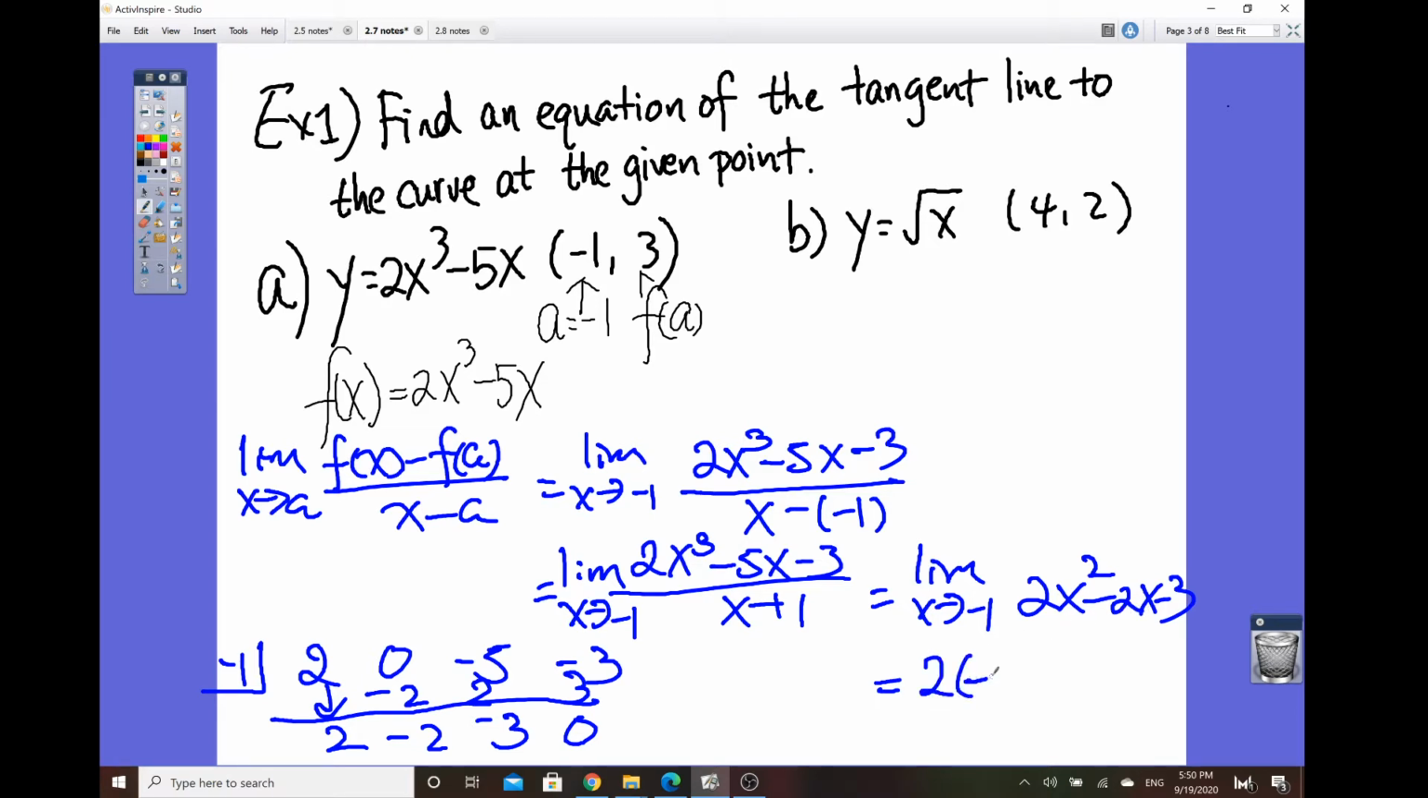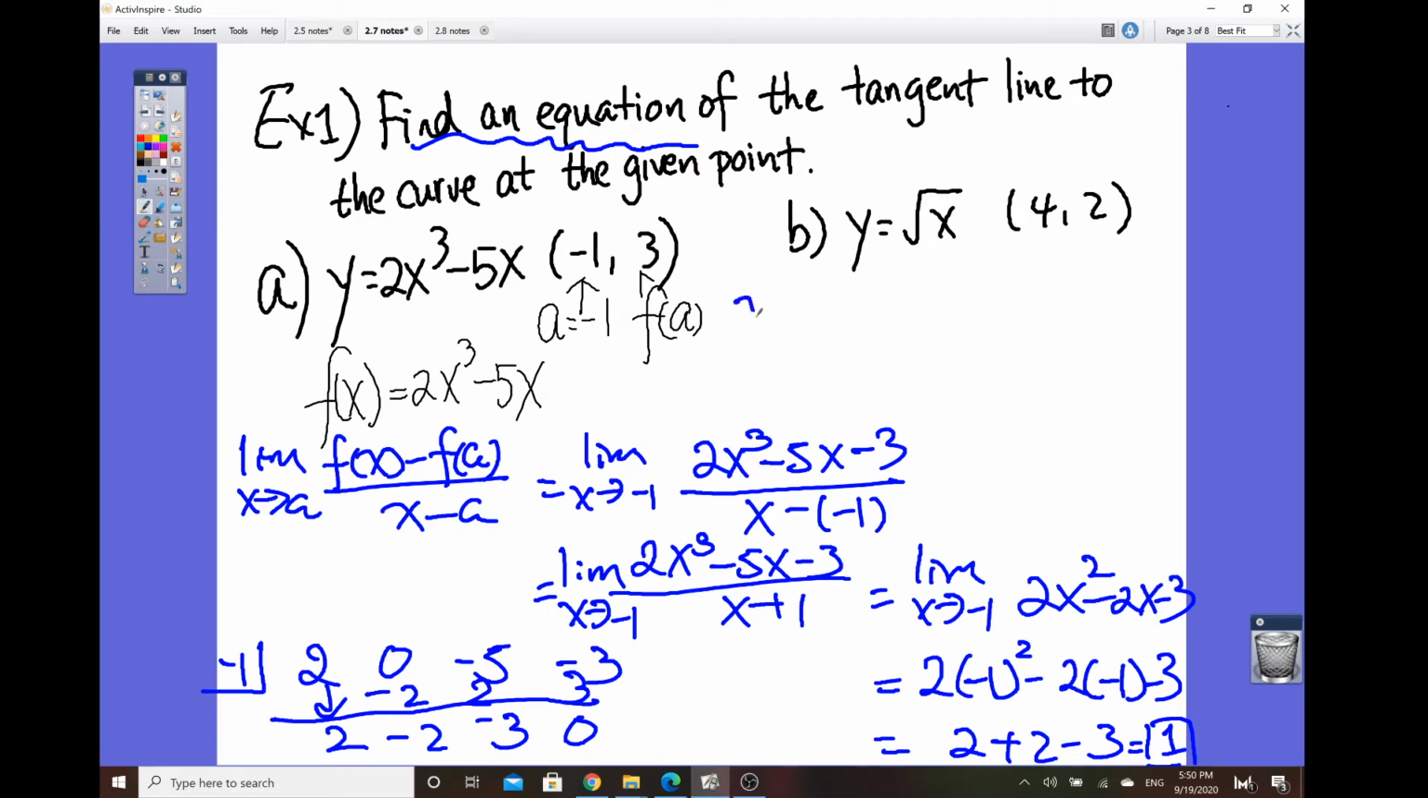So it's 2 times -1 quantity squared minus 2 times -1 minus 3. So this one is just -1 quantity squared, it's 1 times 2, so 2 plus 2 and then minus 3. So the limit, the slope here, is 1. So the slope at that point is 1. And then find an equation.